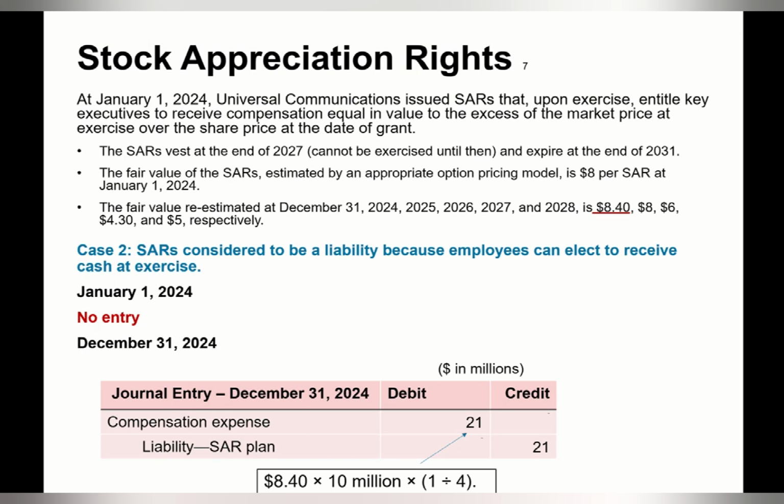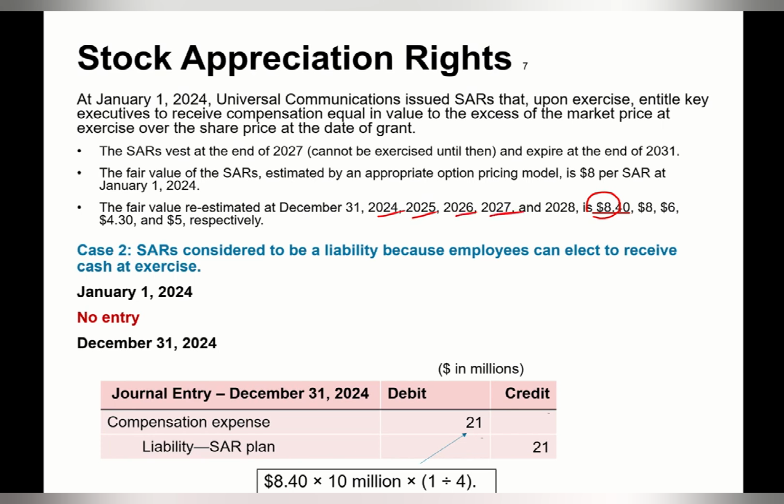Case 2. SARs considered to be a liability because employees can elect to receive cash at exercise. January 1st, 24, still no entry. At the end of 24, the journal entry will be debit compensation expense, but the amount is the fair value at the end of that year, 8.40 times 10 million SARs times, this is 1 out of 4 years because it vests at the end of 27, so it's 24, 25, 26, and 27, 4 years.